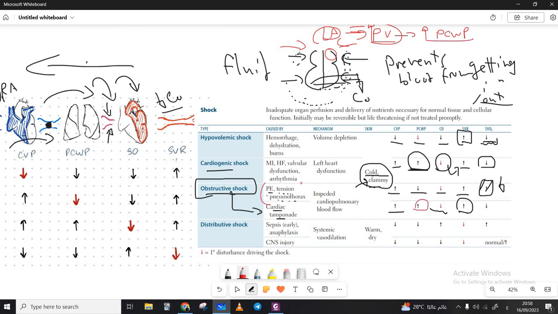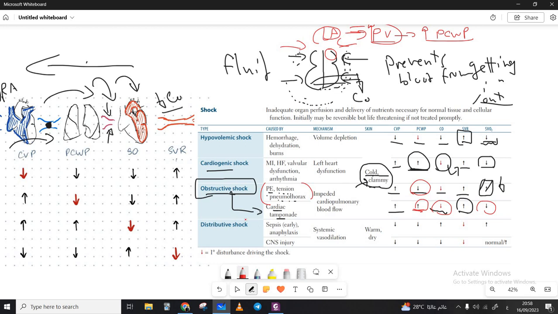In pulmonary embolism and tension pneumothorax, you had low pulmonary capillary wedge pressure, but in cardiac tamponade, on the other hand, you had more pulmonary capillary wedge pressure. That's it. And of course, since you have low cardiac output, you will have less perfusion, which will force the tissues to use up all the oxygen and will create less oxygen saturation.